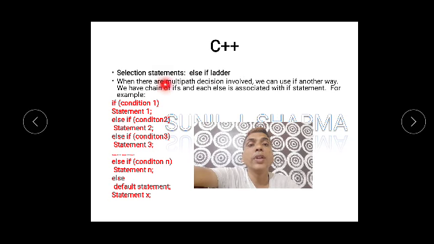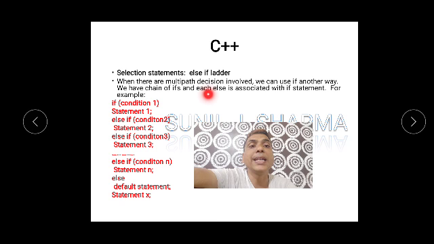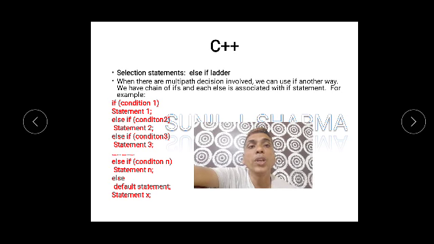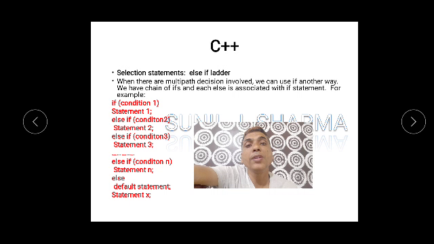When there are multi-part decisions involved, we can use another way. We have a chain of ifs and each else is associated with an if statement. For example, in the previous case we have seen the drawback of if: only if the condition is true will it get executed. What is the drawback of if else? Possibly only two conditions can be satisfied, whether it is true or false.